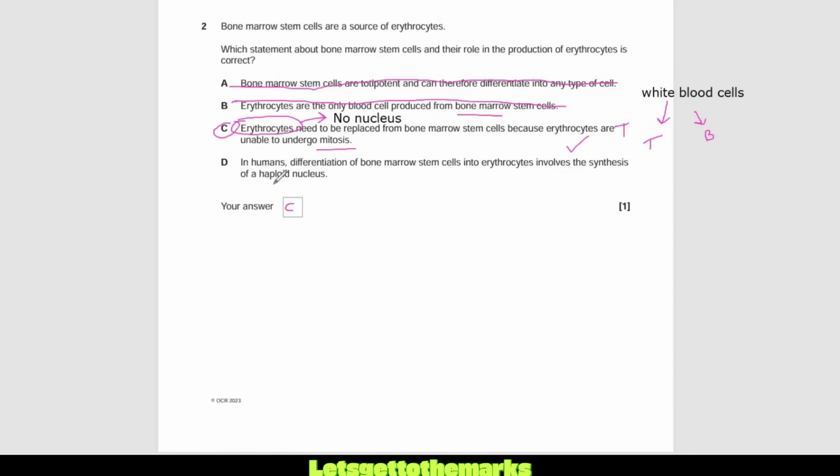I won't bother going through that, but yeah, you only get a haploid nucleus inside sperm or egg cells, so nothing to do with red blood cells there. All right, let's go.